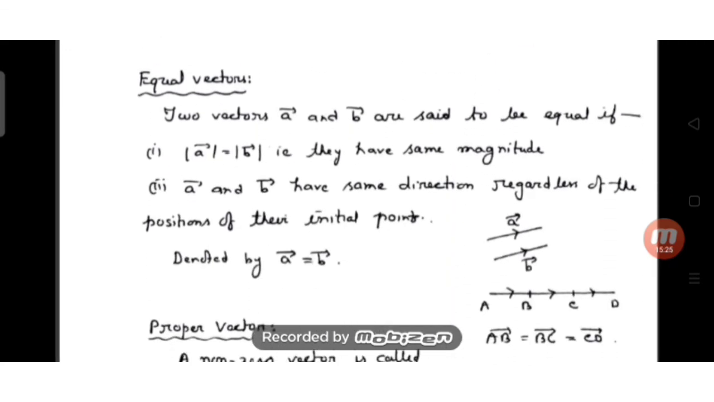Next, again a very important concept, that is equal vectors. That means when do we call two vectors equal. Two vectors A bar and B bar are said to be equal if they satisfy these two conditions. Modulus of A bar is equal to modulus of B bar. It means the magnitudes of the vectors A and B are the same. They have the same magnitude.